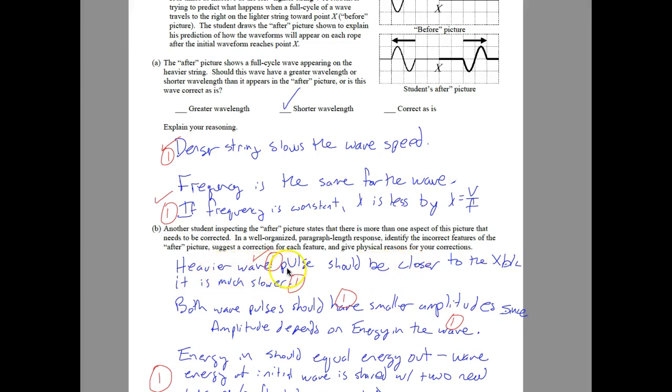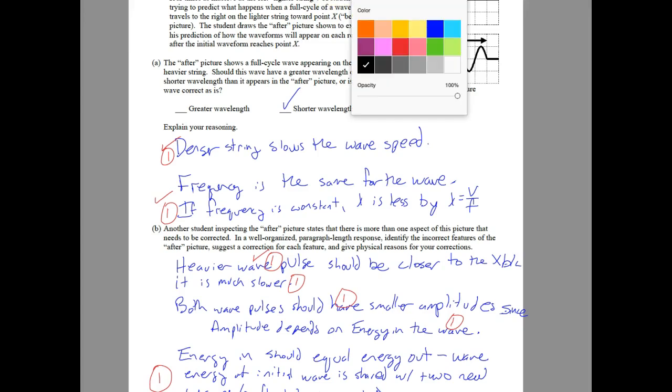So the heavier wave here in this heavier string should be closer to the X, okay, because it's much slower. So instead of where it's at, they probably need it to be over here, a little bit closer. And both wave pulses should have a shorter amplitude. So let's go ahead and do some corrections on these.